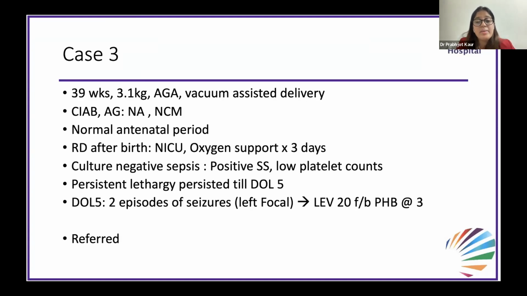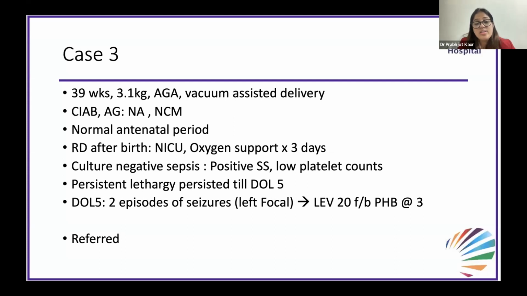So this was again a term baby, 39 weeks, 3.1 kg, an AGA baby, and had a vacuum assisted delivery. History-wise, the baby had cried immediately after birth and APGAR scores were not available. The baby was born out of a non-consanguineous marriage. Normal antenatal period, normal family history. Immediately after birth, the baby had respiratory distress, required NICU care and oxygen support for 3 days. The baby had culture negative sepsis with a positive spleen and low platelet counts.